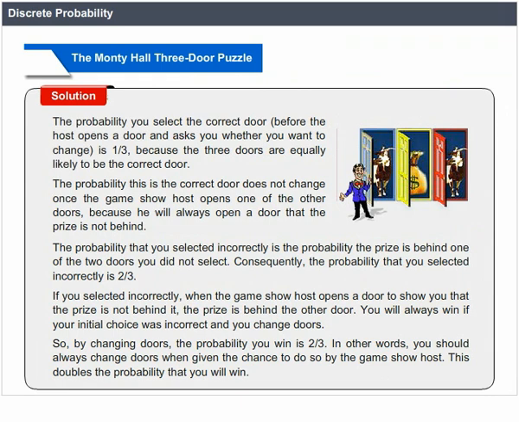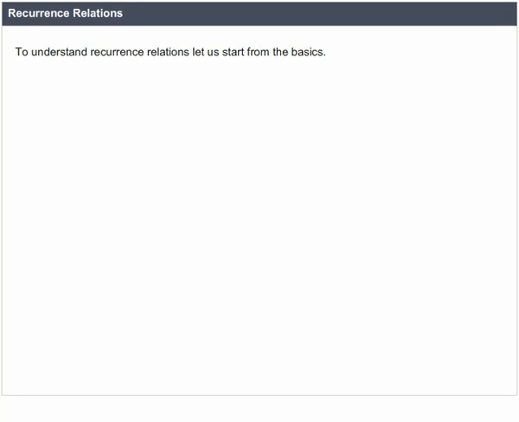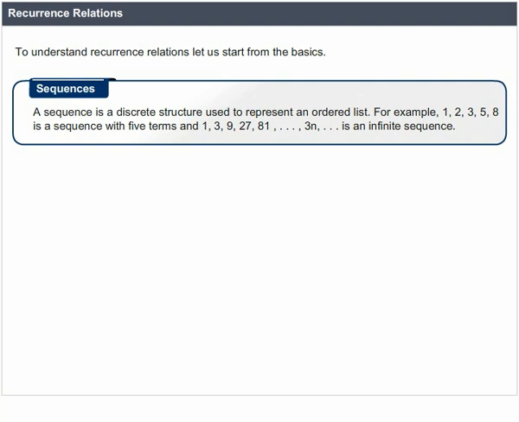To understand recurrence relation, let us start from the basics: sequences. A sequence is a discrete structure used to represent an ordered list. For example, 1, 2, 3, 5, 8 is a sequence with 5 terms, and 1, 3, 9, 27, 81, etc., 3^n, etc. is an infinite sequence.